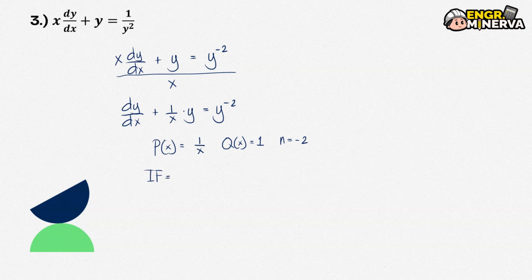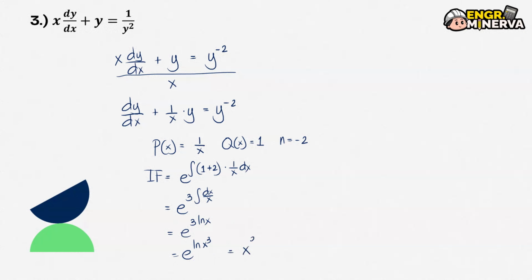So for our integrating factor, that would be e raised to the integral of 1 minus n, or plus 2, since minus of the negative number, multiplied to 1 over x dx. So that would be e raised to 3 dx over x, resulting to e raised to 3 ln of x. Then this would be e raised to ln of x cubed. And eventually, our integrating factor would be just x cubed.